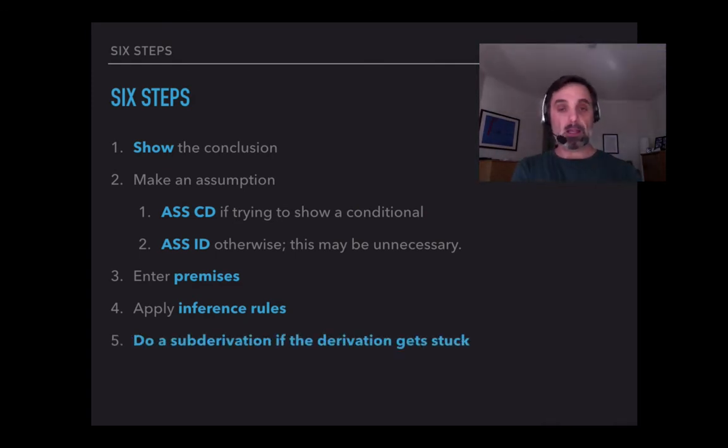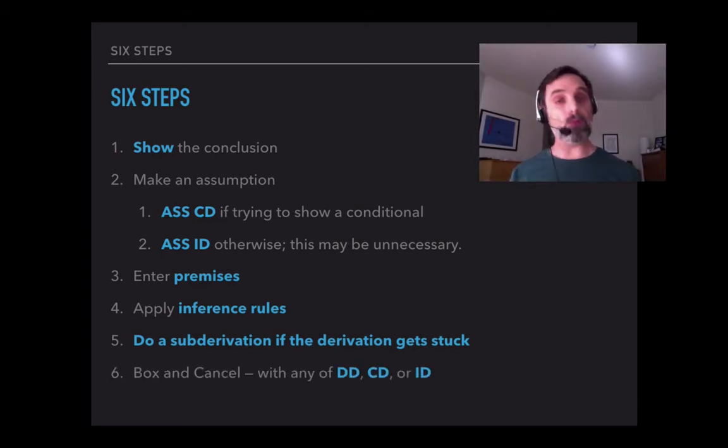If the derivation gets stuck, we do a subderivation. And when we do a subderivation, we might do assume ID as an assumption there. And then we box and cancel. But now we need to remember there are more options for boxing and canceling. We have DD, which is the conclusion, CD, which is the consequent of the conclusion, or ID, which is any contradiction. And that you have to pay attention for. You have to look for those ID opportunities, those contradictions.